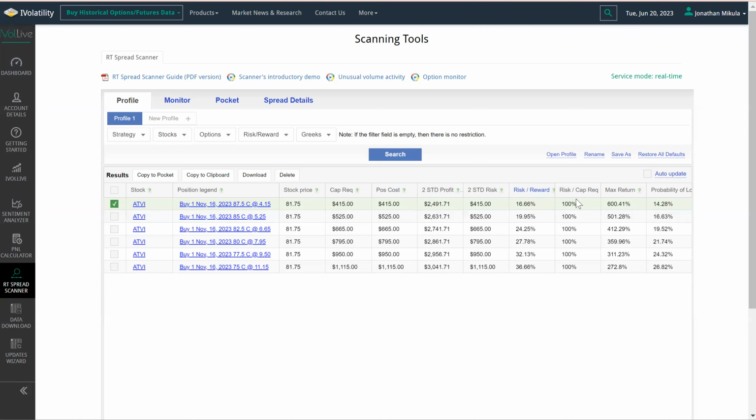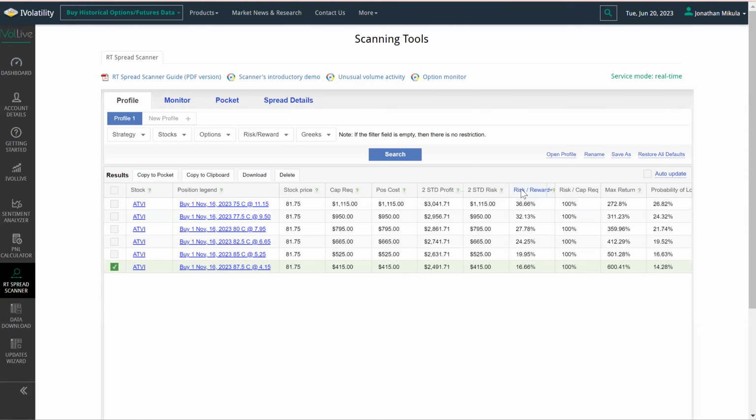So anytime you buy a call or buy a put, whatever you spend in that premium, you could lose, of course, 100% of that if the trade doesn't go your way. So that's why you'll see this column as 100% anytime it's buying an option. Here's our max return. And so you can filter these columns by risk reward. You can filter by 2 standard deviation risk.